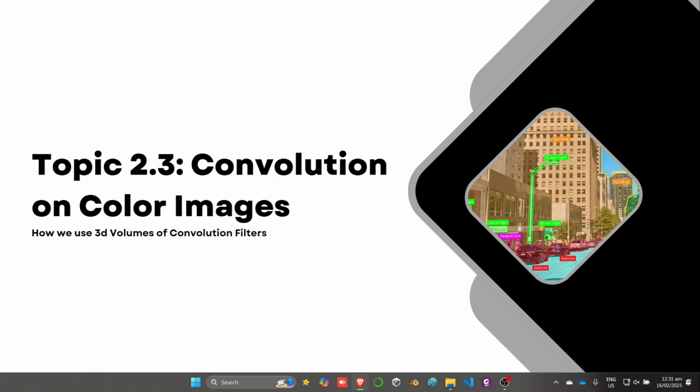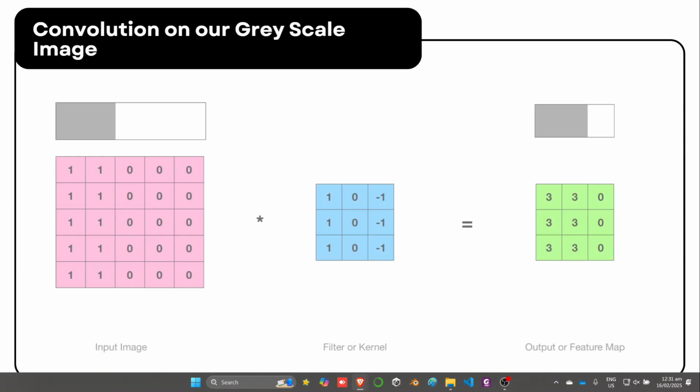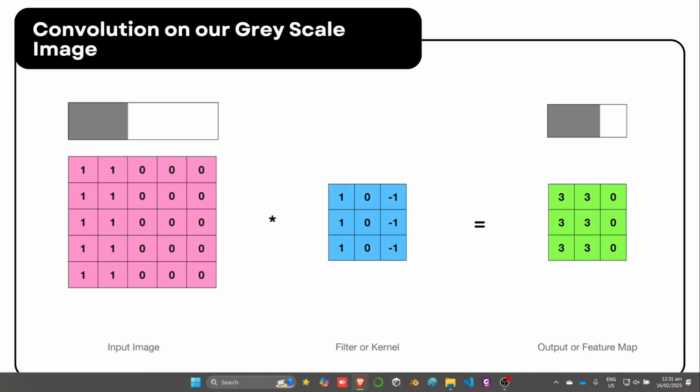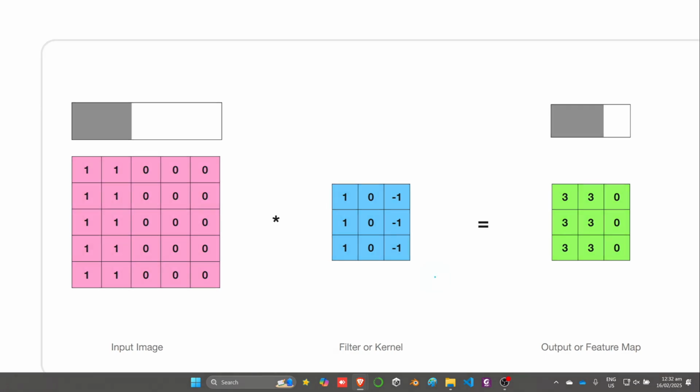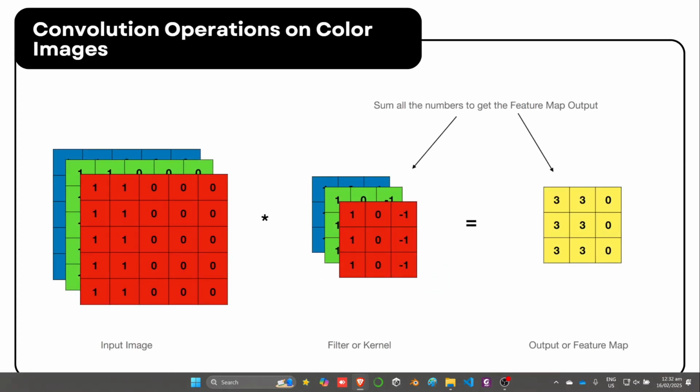Okay, so in this section we take a look at how the convolution operation works on color images. Let's go back to our grayscale scenario. Remember, we built the edge detector here. This is our edge detector kernel, this is our grayscale two-dimensional image, and this is our feature map output. And you can see it's a fairly simple, straightforward calculation.